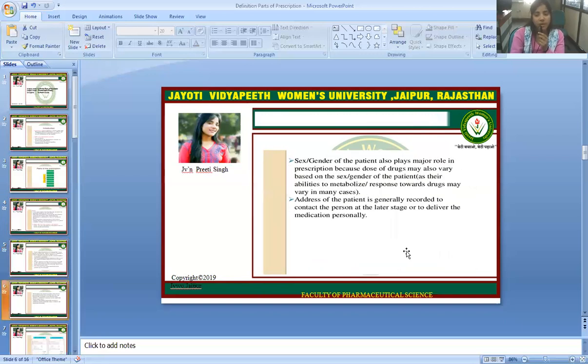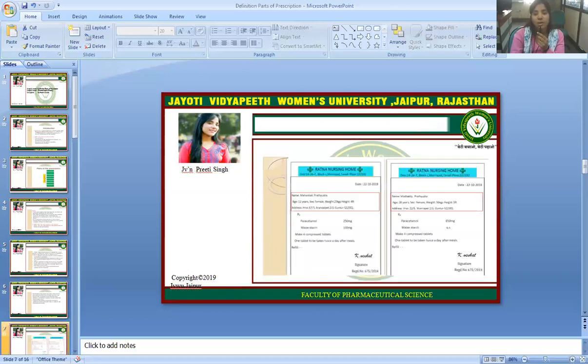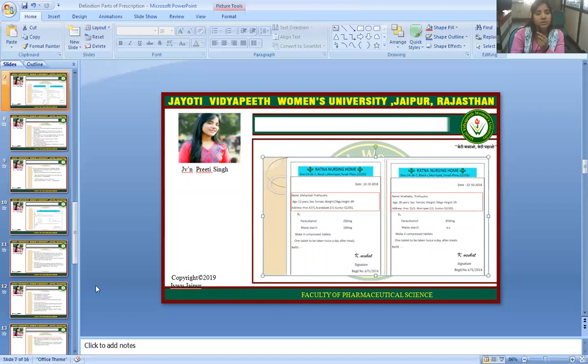The sex or gender of the patient also plays a major role in the prescription, because the dose of drug may also vary based on the sex or gender of the patient, as their ability to metabolize and response towards drugs may vary in many cases. The address of the patient is generally recorded to contact the person at a later stage or to deliver the medication personally. Now we come to a different example of the prescriptions, Retina Nursing Home, and other prescriptions.